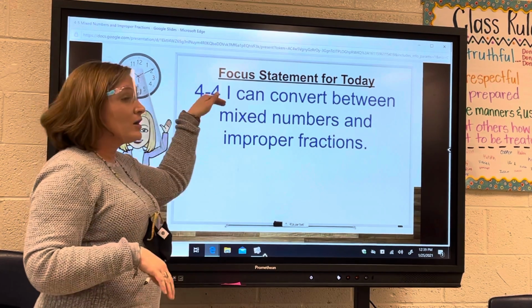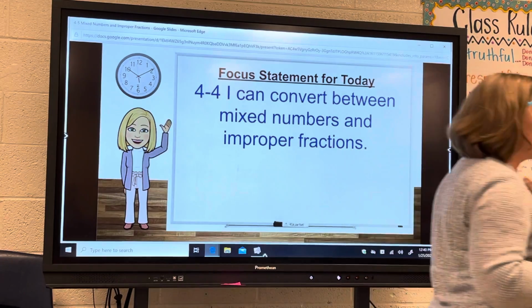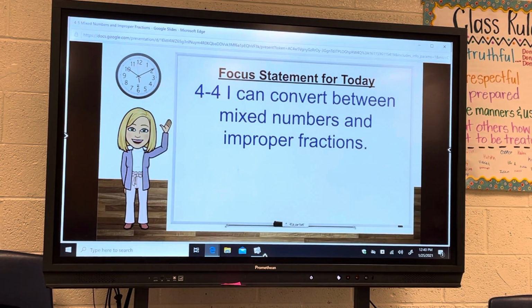All right. Your focus statement today. You do have to write this focus statement today because I did not put it for you on that paper. At the very top of page 30, you need to write, I can convert between mixed numbers and improper fractions.